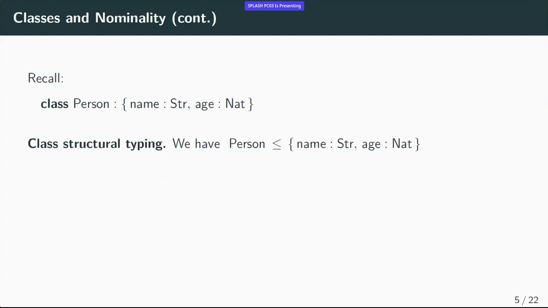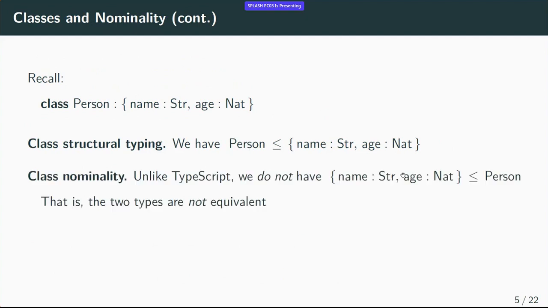And so if you recall, person is defined this way, and we have the following subtyping. The person type is a subtype of its body, but we don't have the other way around. And this is very important. In TypeScript, person is equivalent to its body, and that's actually one of the sources of unsoundness.